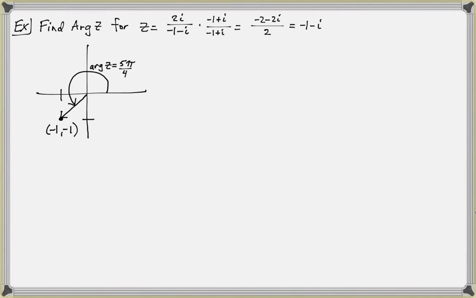But this angle is not in the range from -pi to +pi. So you could take this argument of z and subtract 2 pi to get the principal value. Or we could measure from the positive real axis in the negative direction and get an angle measure of negative 3 pi over 4. And this would be equal to the principal value of z.